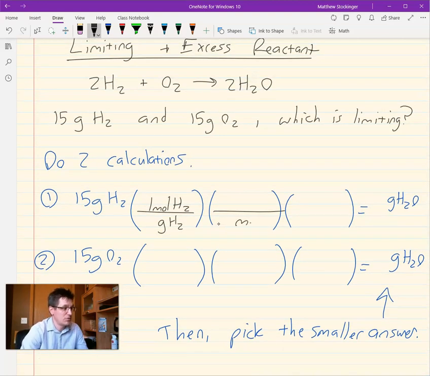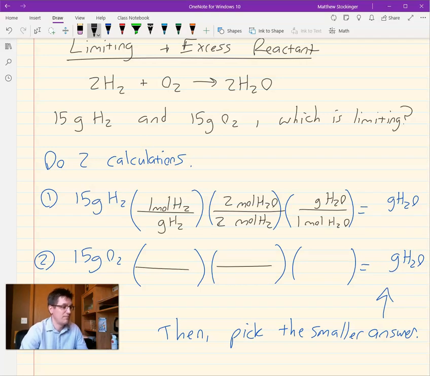Let's see, moles H2, that's going to be a 2. And this is going to be moles H2O, that's going to be a 2 as well. Okay, so here's one problem set up. Here's the other, grams O2 this time.